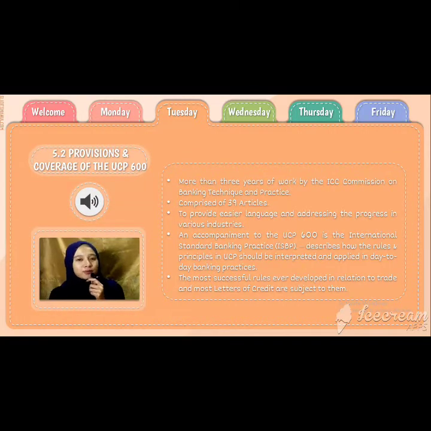Now, I'm going to present more about UCP 600. UCP 600 was more than 3 years of work by the ICC Commission on Banking Technique and Practice. This UCP is comprised of 39 articles. The main objective of UCP 600 is to provide easier language and address the progress in various industries. UCP 600 is the most successful rule ever developed in relation to trade, and most letters of credit are now subject to it.